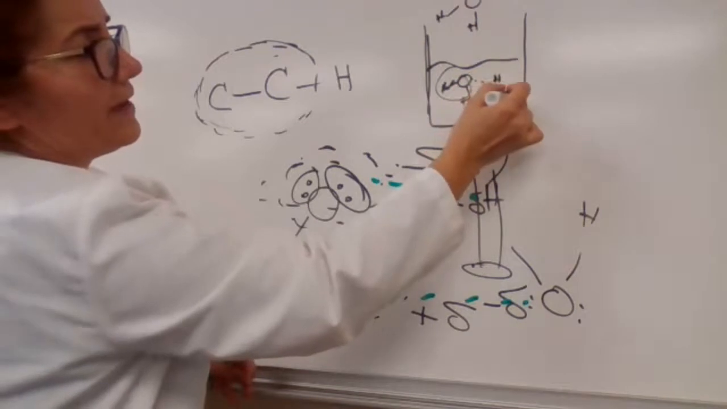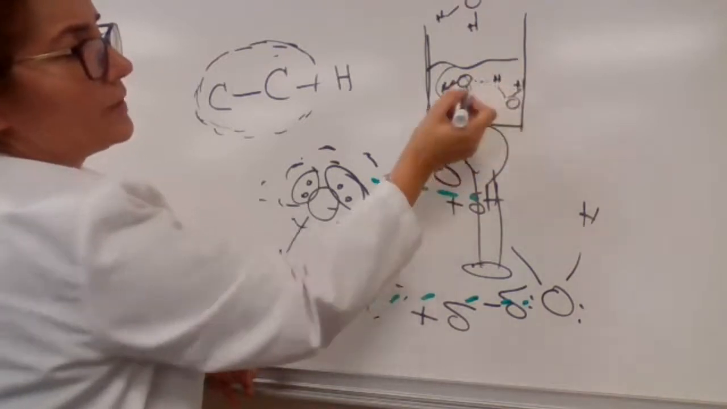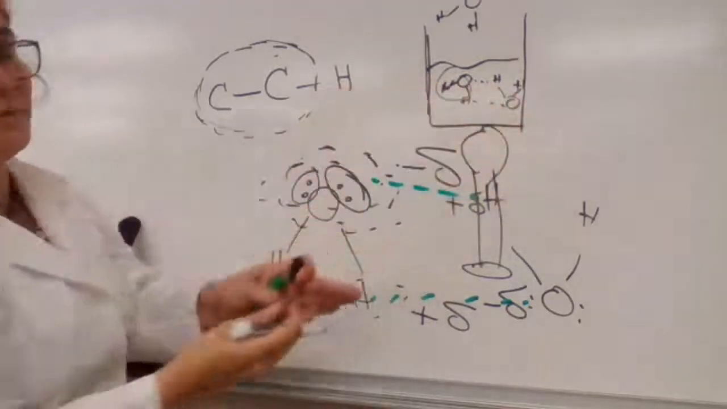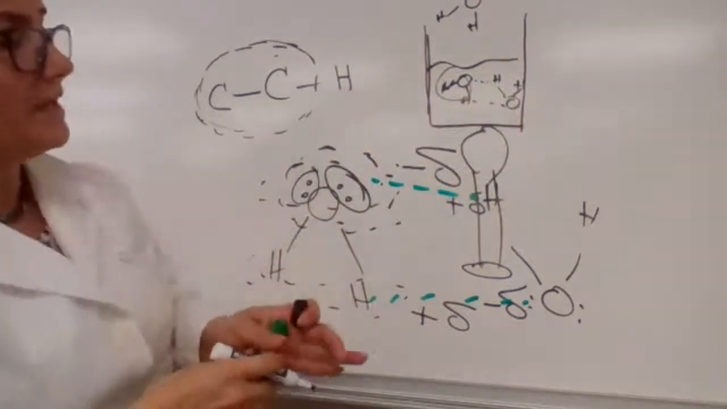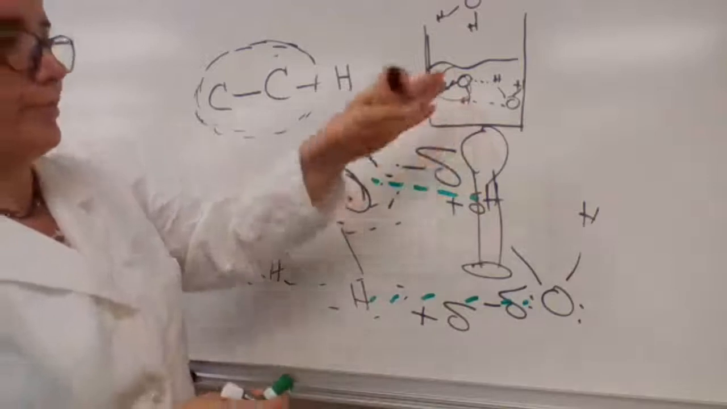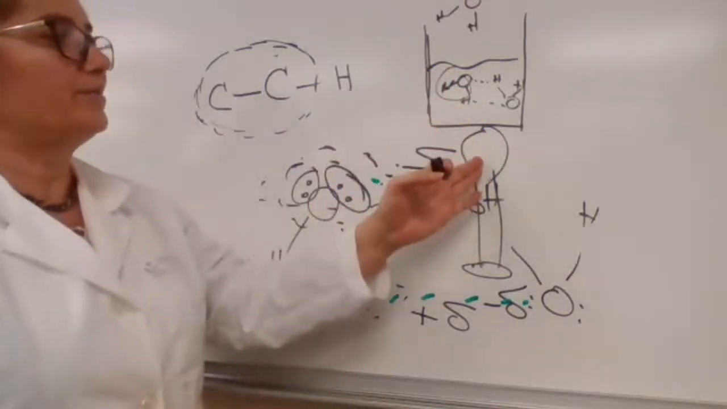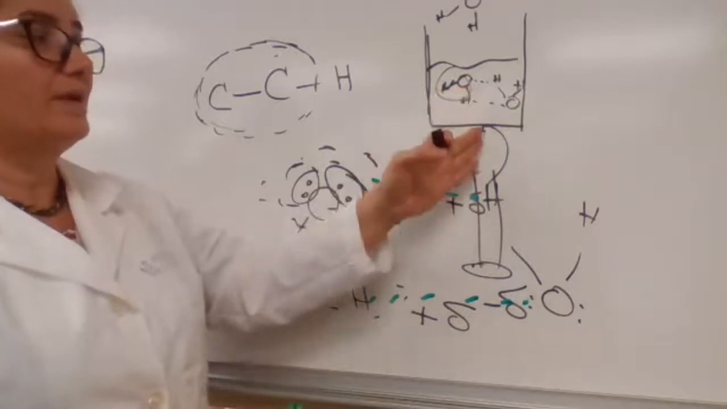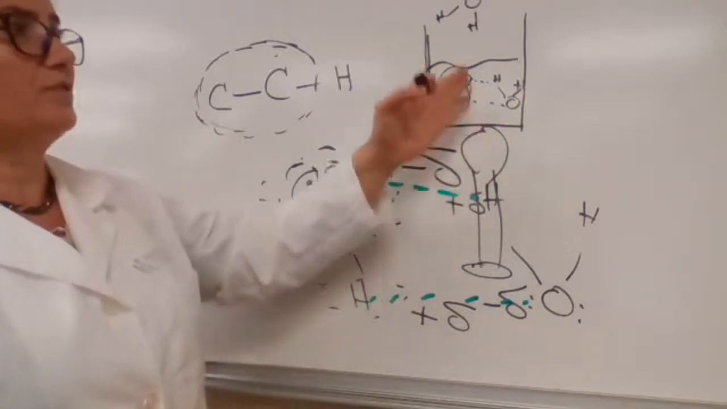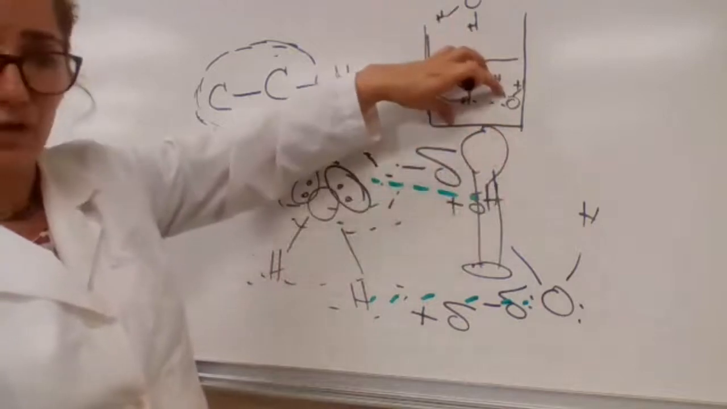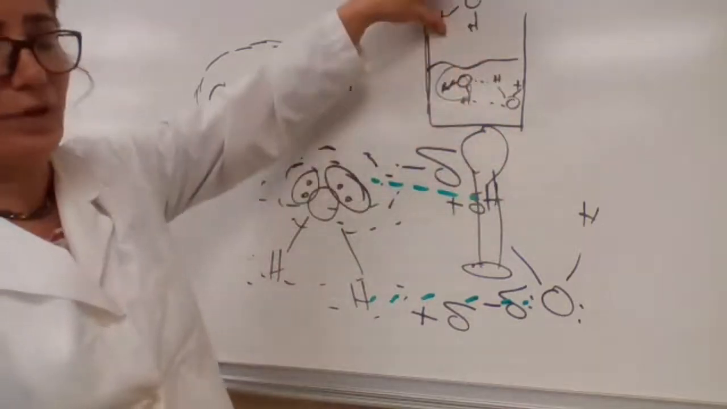So if you have two water molecules, you have to break these bonds. The stronger these bonds are, the more heat you have to apply. So you have to put the Bunsen burner or the heat on for a longer time, and you are going to increase the temperature. It requires a higher temperature for it to boil. So the stronger these intermolecular forces are, the higher the boiling point.